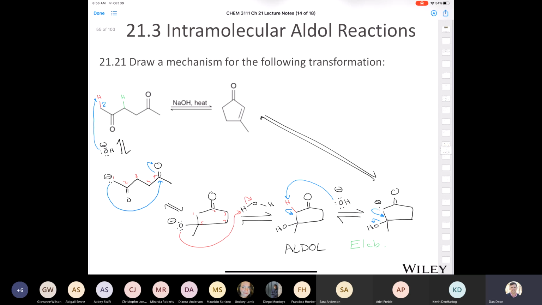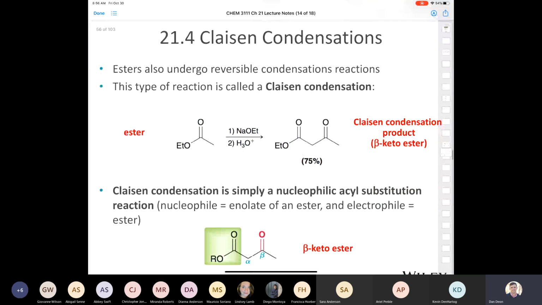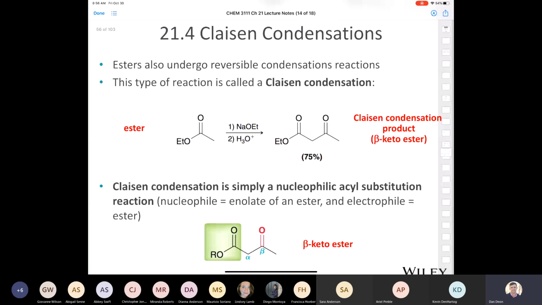Okay, let's switch gears again and get into section 20.4, which deals with Claisen condensation. So far, we've looked at enolates formed from aldehydes and ketones. Now we're going to look at the same sort of reaction, but using esters instead. So we're going to do condensation reactions with esters, and they're named after a scientist named Claisen, so the Claisen condensation.